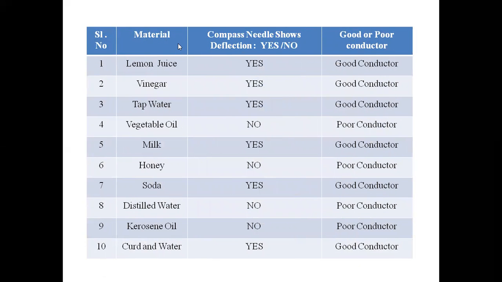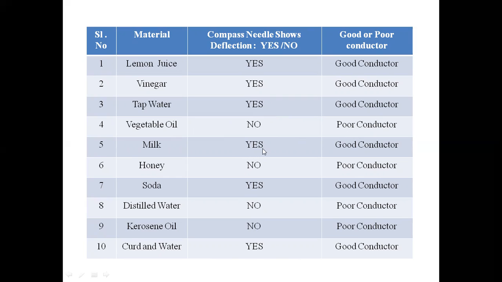Here, this is the result. When lemon juice is taken in the container, we find the compass needle shows deflection. Yes, it shows deflection. That yes means it is a good conductor. Vinegar, deflection, yes, good conductor. Tap water, deflection, yes, due to the presence of some minerals, salts, etc. That's why the magnetic needle deflects. Hence, good conductor. Vegetable oil, no. The chemistry of vegetable oil, etc., you will study in organic chemistry later.